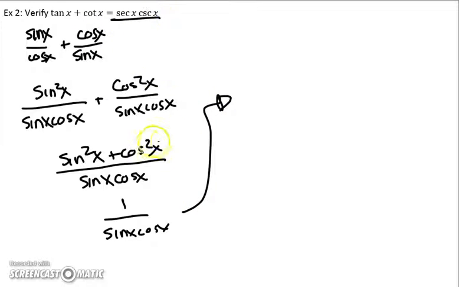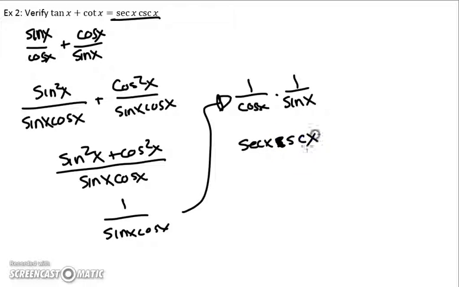Looking at our answer, we want secant cosecant. So we can think of 1 over sine of x cosine x as 1 over cosine of x times 1 over sine of x. Use our quotient identity and get secant x cosecant x, which is what we wanted.